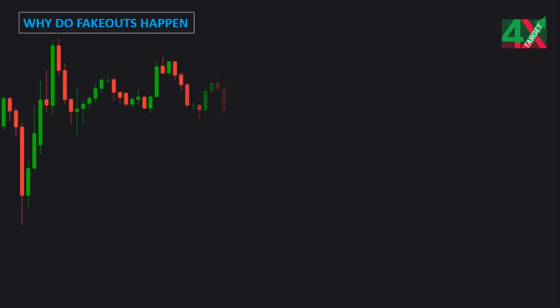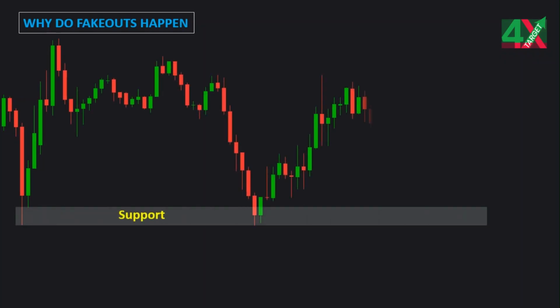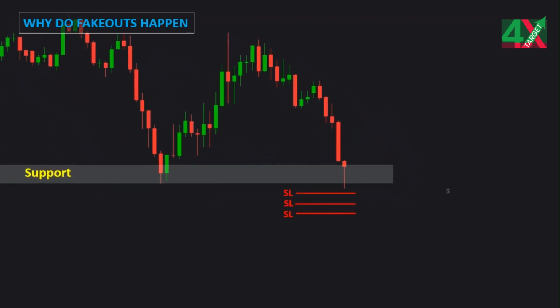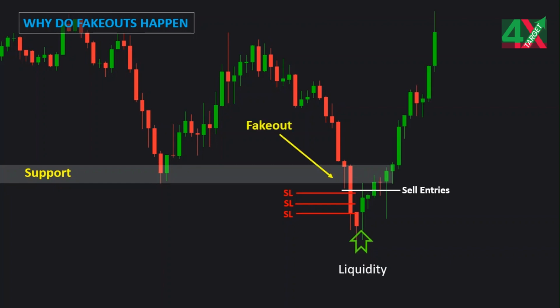So why do fakeouts happen? The answer lies in market psychology and liquidity. When traders place stop-loss orders, it creates a cluster of pending orders. Also, other retail traders are waiting for breakout entries. Smart money, institutional traders, often push price beyond obvious levels to trigger retail entries and stop losses. This creates a pool of liquidity, which they use to enter trades in the opposite direction. Understanding this behavior helps you trade with the smart money instead of getting trapped by it.